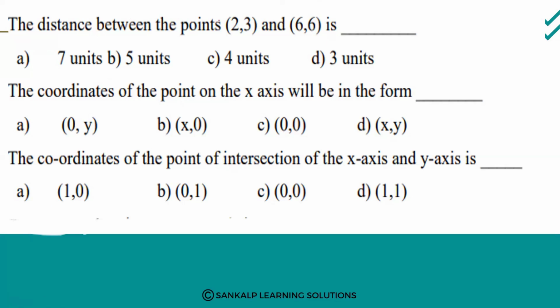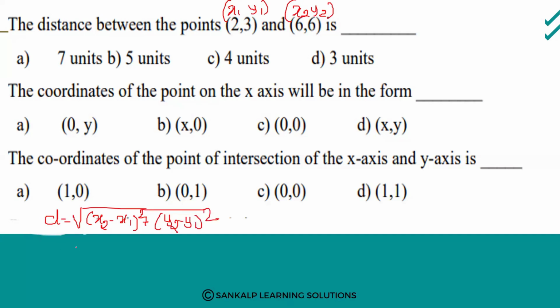Okay, the distance between the points 2, 3 and 6, 6. This is x1, y1, right? This is x2, y2. Now distance between means here you are going to use the distance formula because here they are giving x1, y1 and x2, y2. Therefore, x2 minus x1 whole square plus y2 minus y1 whole square.